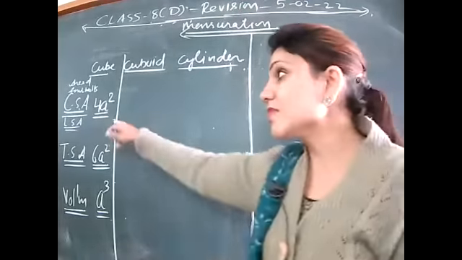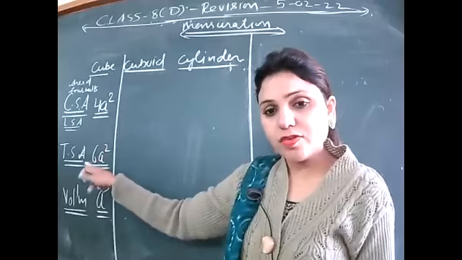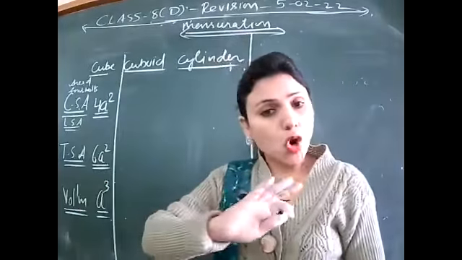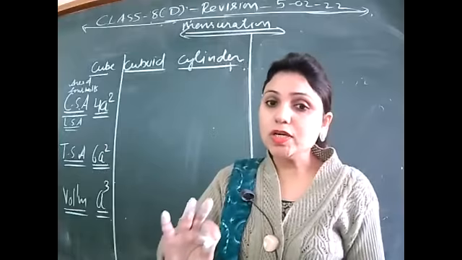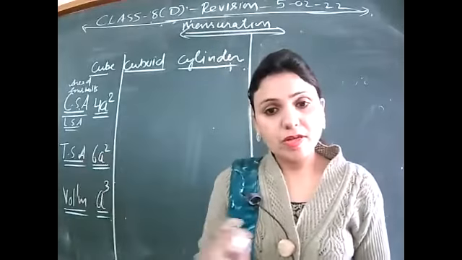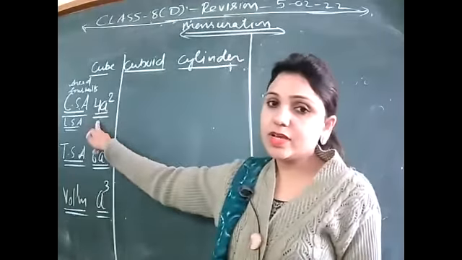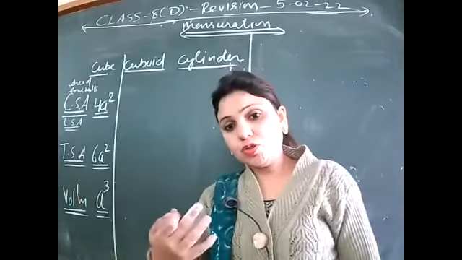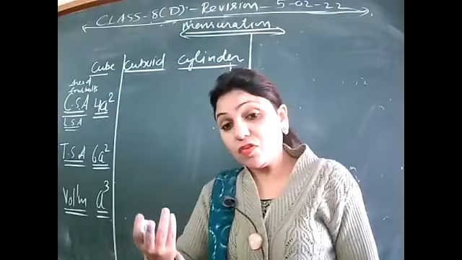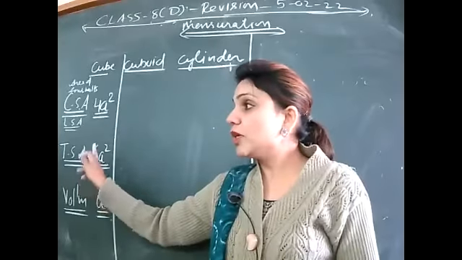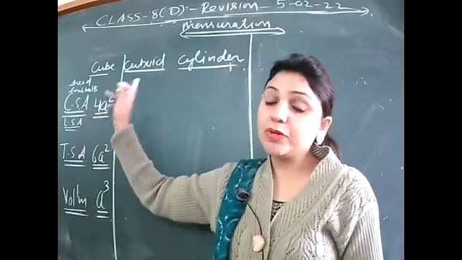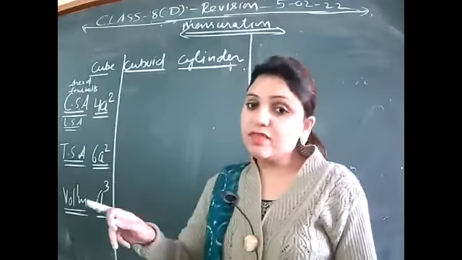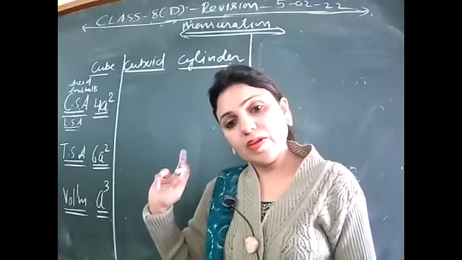You know, curved surface area is smaller than the total surface area, as the name suggests. Total surface area means all the faces' area. That is total surface area. And curved surface area means the area which involves only the curved portion. So that will be smaller. So don't get confused about in which formula I will put 6 in front and in which formula I will put 4 in front. Curved surface area has 4 in front, total surface area has 6 in front, right?